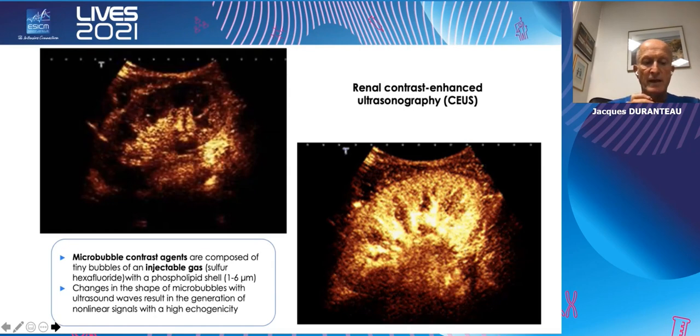The principle is to inject a microbubble contrast agent, which is composed of bubbles of an injectable gas with phospholipid shells. Change in shape of microbubbles with ultrasound waves induces the generation of nonlinear signals with a very high echogenicity.